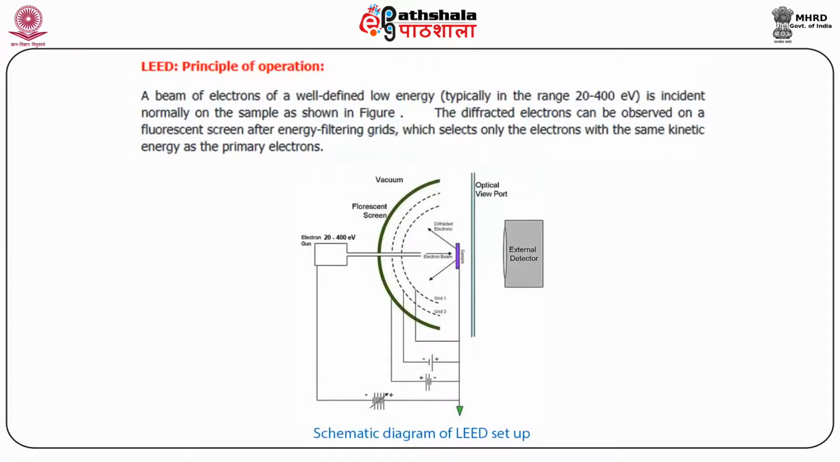Principle of operation: a beam of electrons of a well-defined low energy, typically in the range 20 to 400 electron volts, is incident normally on the sample as shown in this figure. The diffracted electrons can be observed on a fluorescent screen after energy filtering grids, which select only the electrons with the same kinetic energy as the primary electrons.